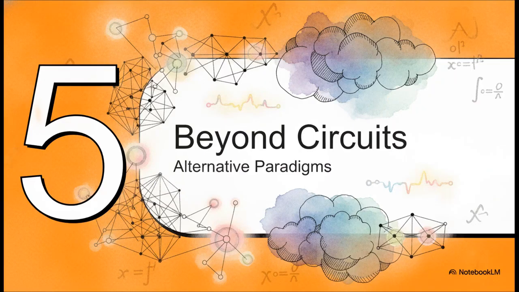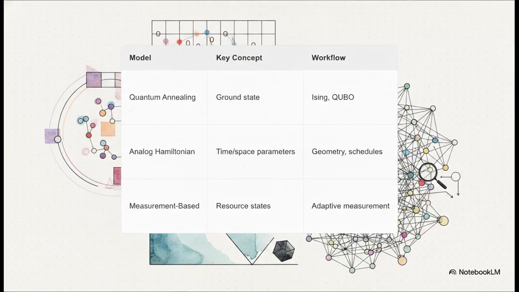Let's move on to Section 5, Beyond the Circuit Abstraction, Alternative Paradigms. Stepping entirely outside the circuit model, we find architectures that rely on completely different mathematical paradigms. First up, quantum annealing. You don't write gates here at all. You program an energy model, specifically Ising, QUBO, or binary quadratic models. You encode your problem so the answer lies in the ground state of a final Hamiltonian, and then you just let the system evolve. D-Wave's Ocean SDK is the absolute standard here.